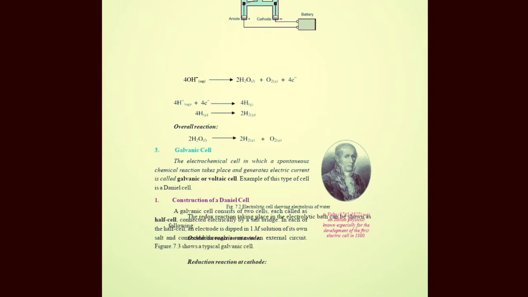The main difference between a Daniell cell and an electrolytic cell is that in a Daniell cell, a spontaneous chemical reaction takes place, but in an electrolytic cell, we have to provide electricity or energy to run the chemical reaction. That's why it is called non-spontaneous.